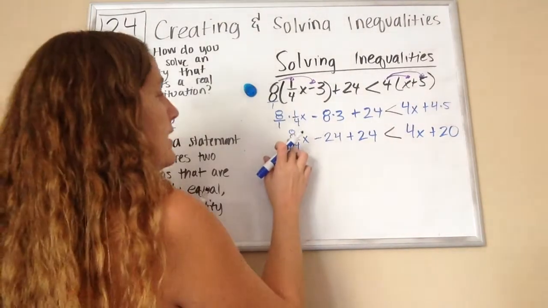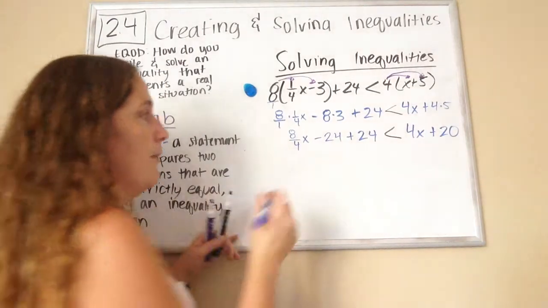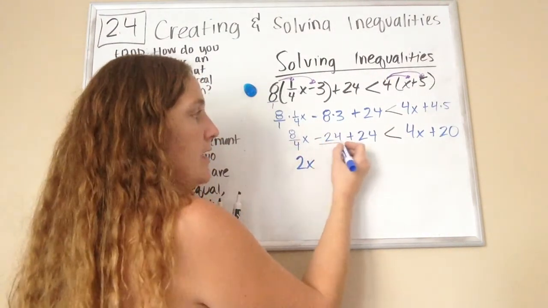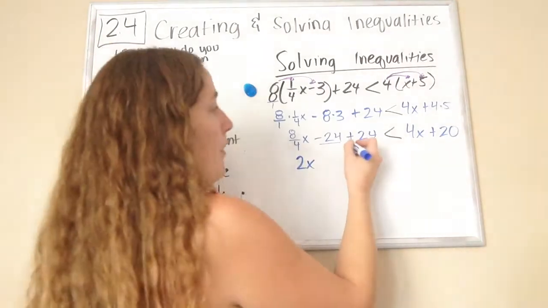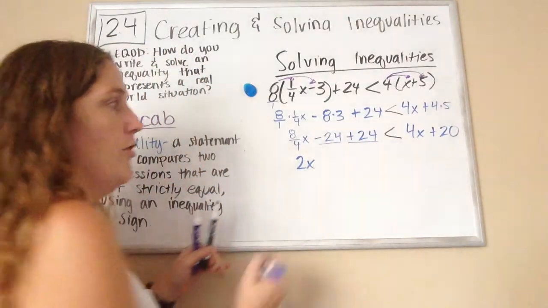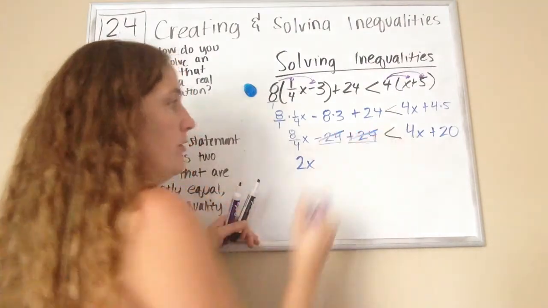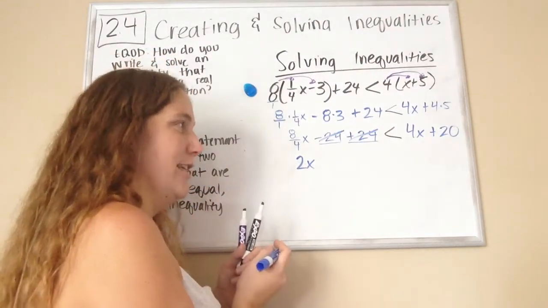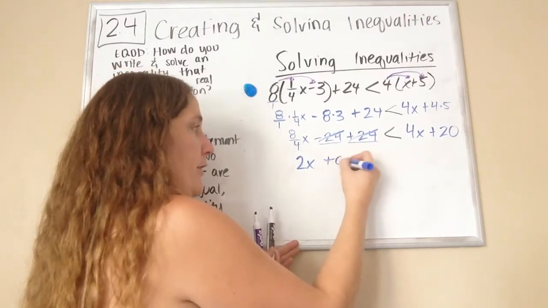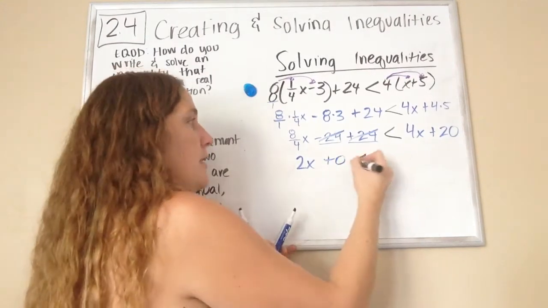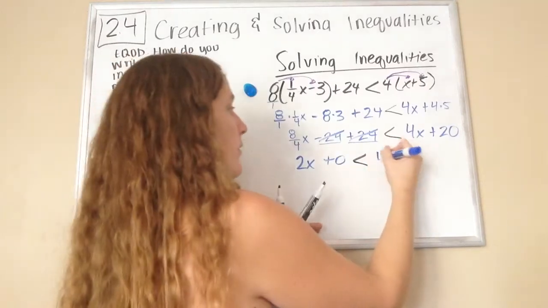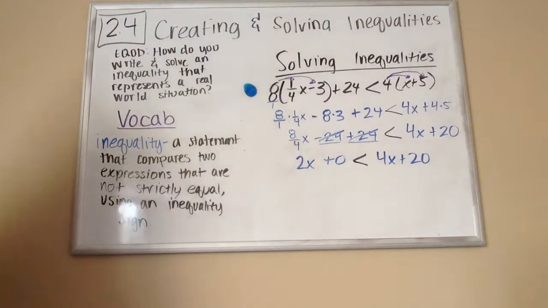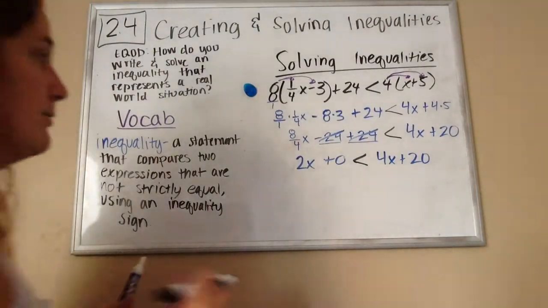And then we're going to see what else we can do. Cool, so we have 8 divided by 4, that's 2x, a minus 24, and a positive 24. Well, those actually add up to be 0. So we could put a plus 0 here, but remember, we don't need to. So I'll put a plus 0, and then we'll cancel it out next time. So less than 4x plus 20. Cool. So now we've simplified both sides as much as we can.